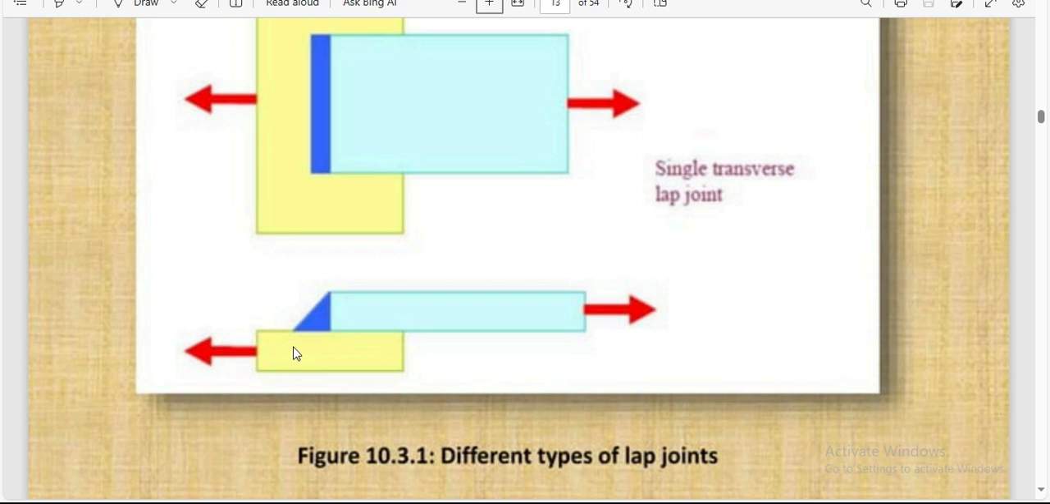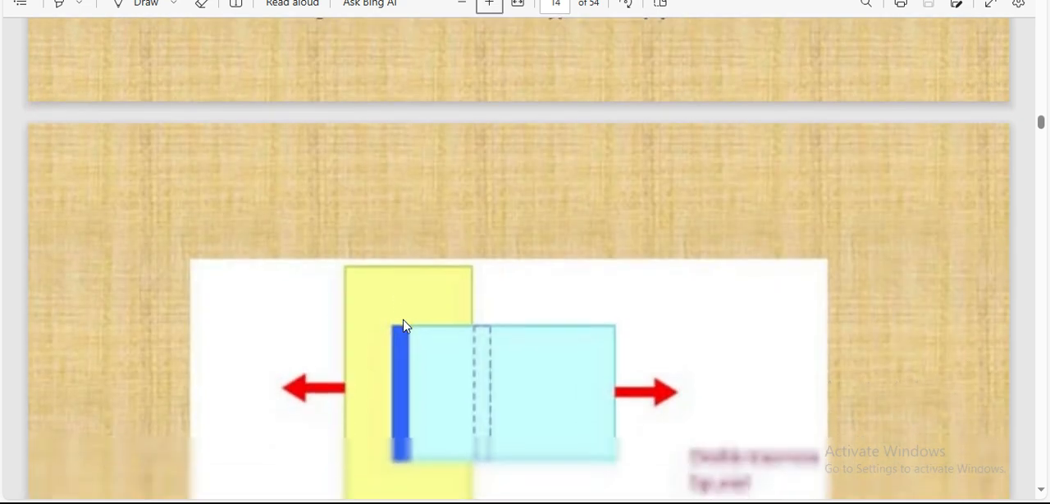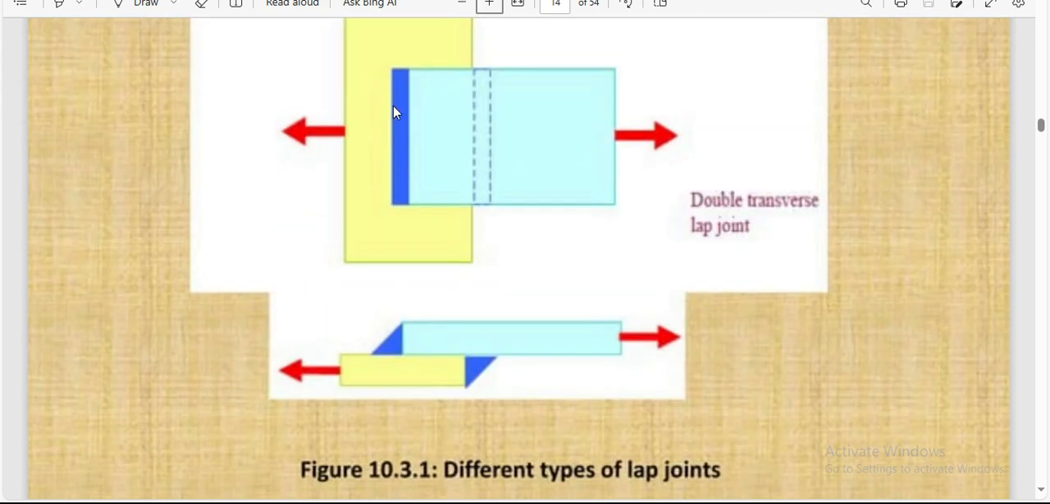This one also has another base metal, and the second base metal. So we are joining the edges of this one. The edges are welded. Due to this edge welding, these types of joints are lap joints. This also is a lap joint mechanism.